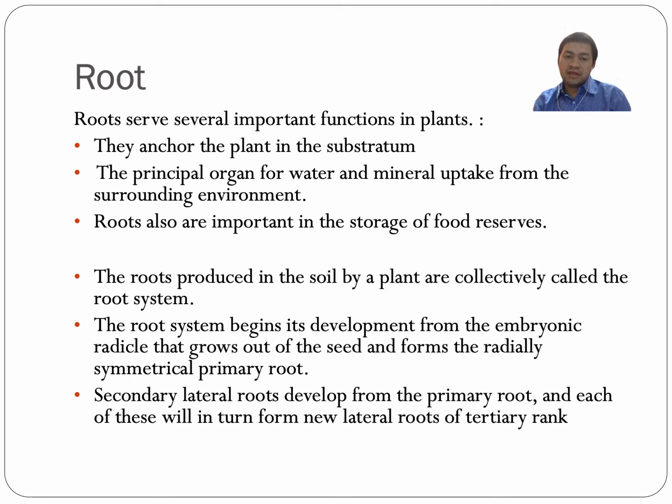If the roots are produced in the soil by a plant, collectively we call it a root system. The root system begins its development from the embryonic radicle that grows out of the seed and from the radially symmetrical primary root. The secondary lateral roots develop from the primary root, and each of these will form new lateral roots of tertiary rank.